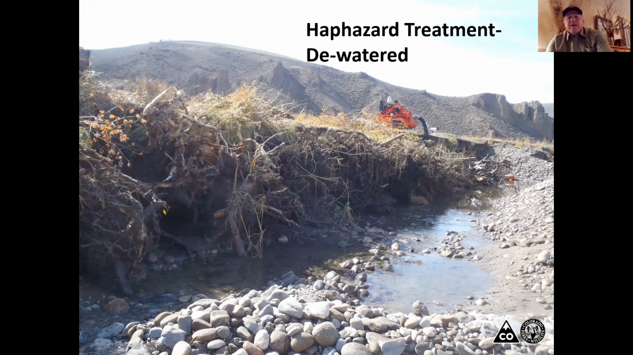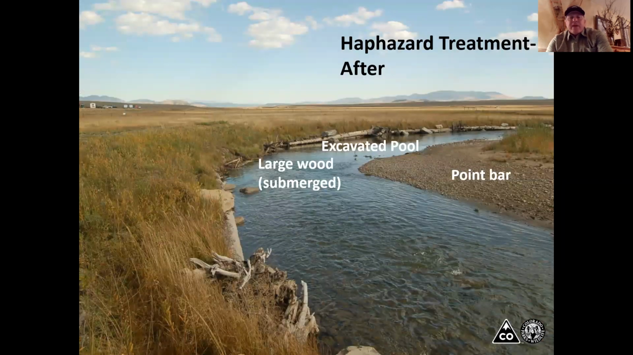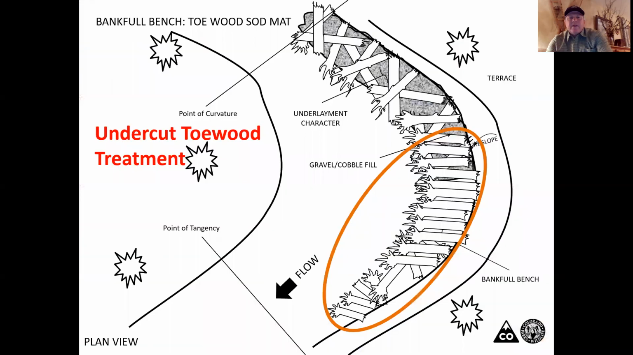And this is what it looks like from a fish habitat standpoint when it's dewatered. So this is what that toe wood looks like. It's got a lot of complexity, these giant root wads underwater. And then finally, this is some finished product of what it looks like. The large wood, you don't hardly see it because it's all submerged. So that's what the haphazard treatment looks like.